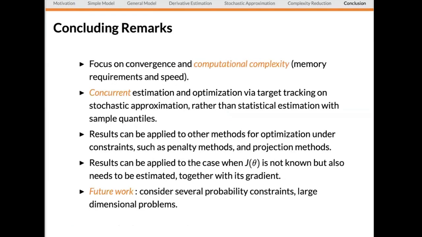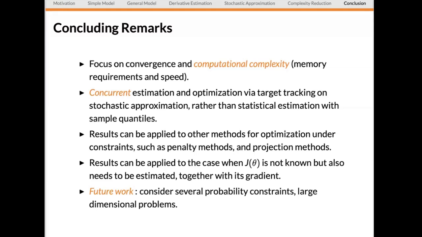We focused here on convergence and computational complexity, which is something that I haven't seen in other papers. Other papers are really using all data, and they must have access to hypercomputing machines and things like that. So I focused on how we can make it faster and easier. Concurrent estimation and optimization via target tracking is one of our contributions. Results can be applied to other methods for optimization, such as penalty methods and projection methods. So the results can be generalized.